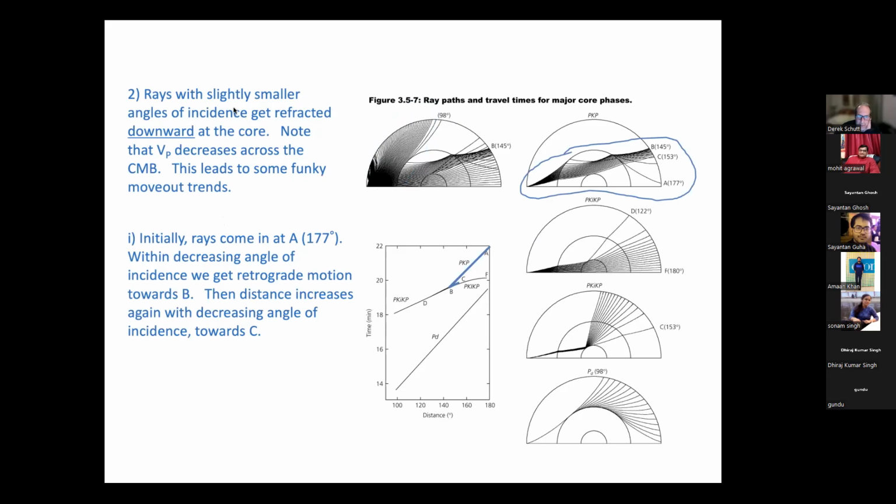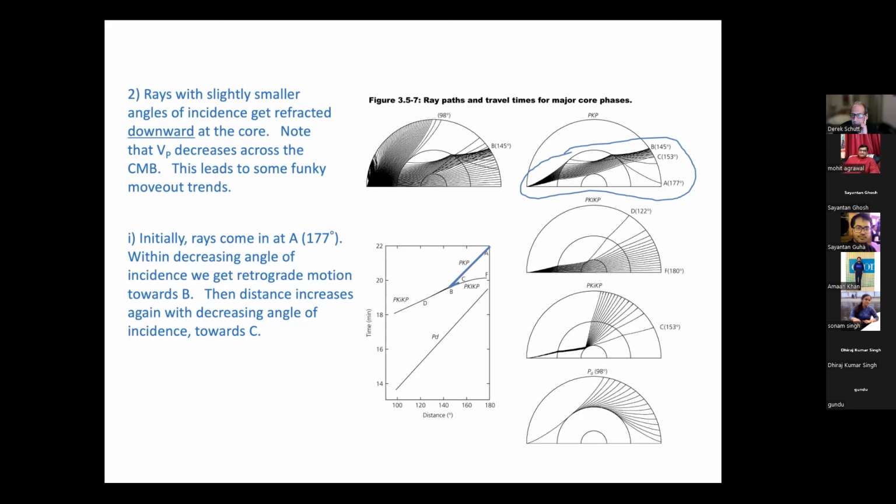Rays with slightly smaller angles of incidence get refracted downward at the core. So they hit the outer core and they are refracted downwards. So these are PKP phases. And initially, the largest angle of incidence rays are observed at 177 degrees from the source.